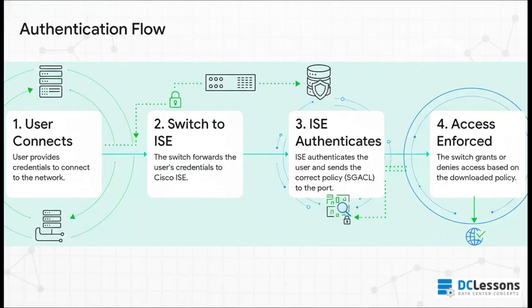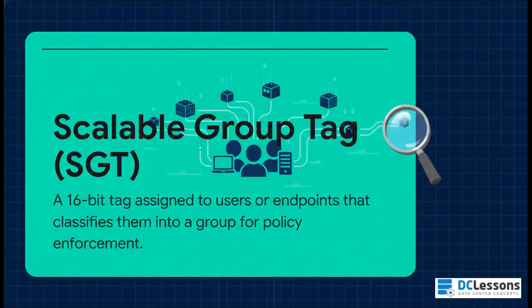So let's walk through what this actually looks like. First, a user plugs in or connects to Wi-Fi and gives their username and password. The switch sees this and immediately calls up Cisco ISE. ISE checks the credentials, says, yep, this person is an engineer, and then it pushes the right policy down to that exact switch port. And just like that, from that moment on, that user gets the engineer policy, and it follows them everywhere they go.